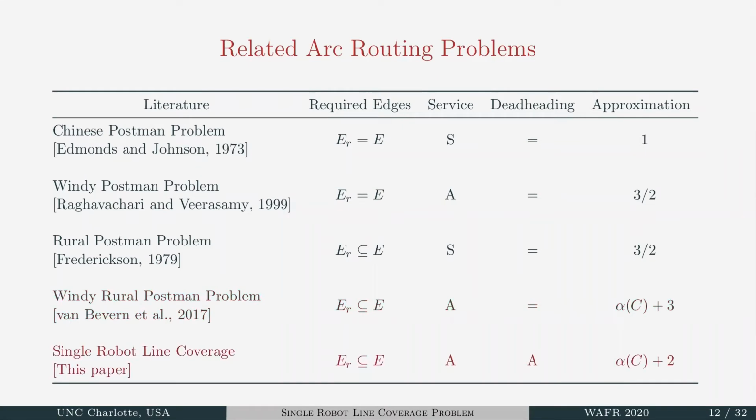In this paper, we consider the single robot line coverage problem, wherein the cost for servicing and the cost for deadheading both are considered to be asymmetric. Moreover, we consider the costs for servicing and deadheading to be distinct. This is different from the other standard arc routing problems. We give an alpha C plus 2 approximation algorithm for the single robot line coverage problem. Since the windy rural postman problem is a special case of the single robot line coverage problem we consider in this paper, our approximation algorithm also improves the previously best approximation factor.